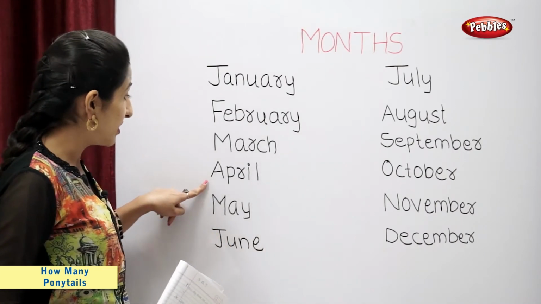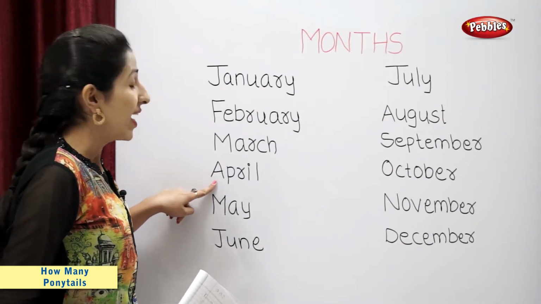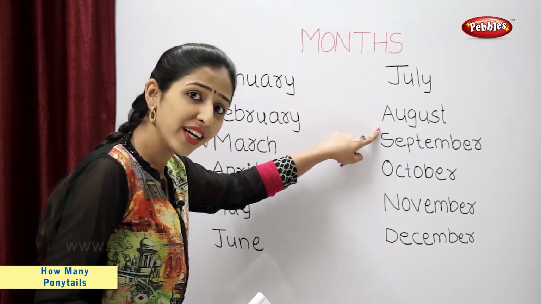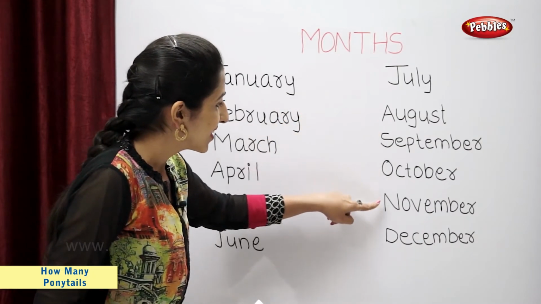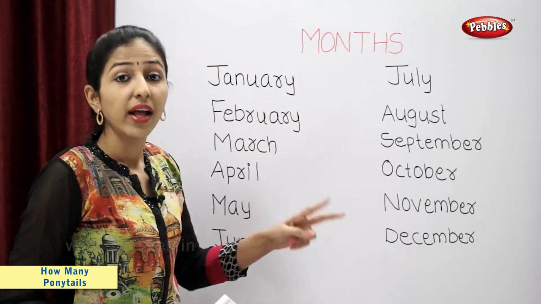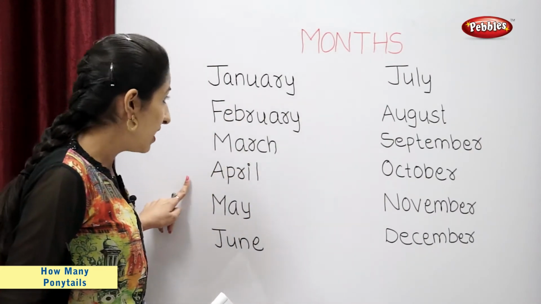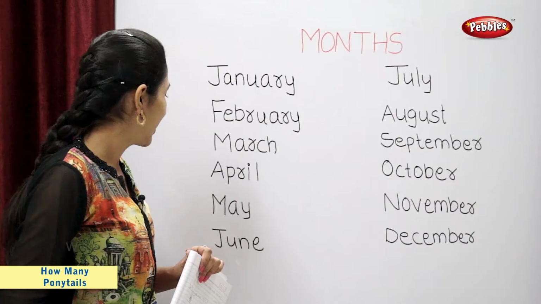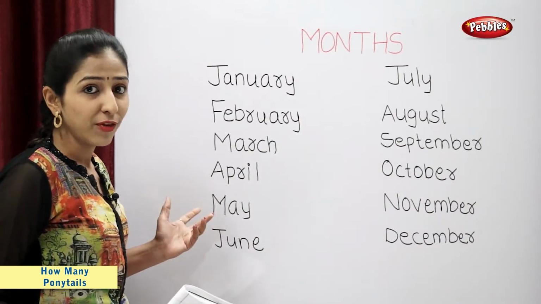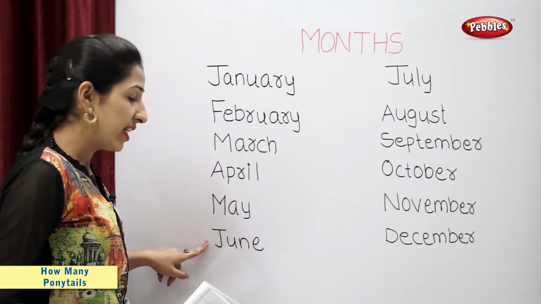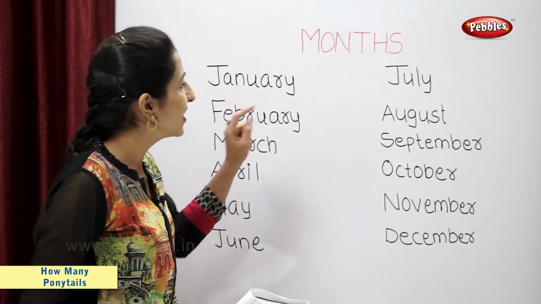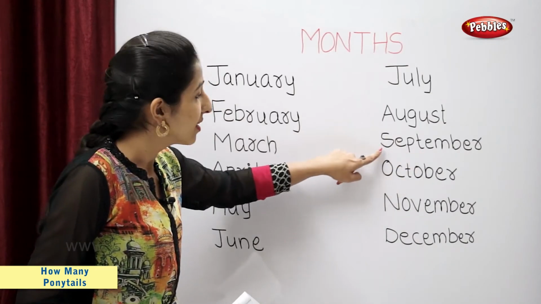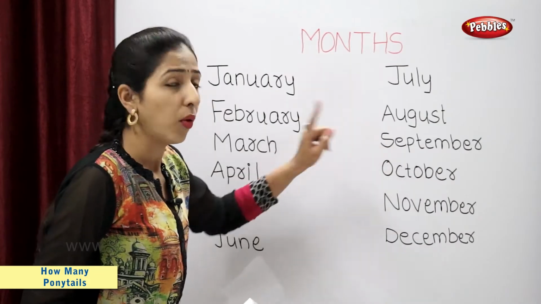Now let's take letter A. April, August. So there are 2 months, April and August, starting with letter A. M we have already taken. J we have already taken. S, September. So only 1 month.